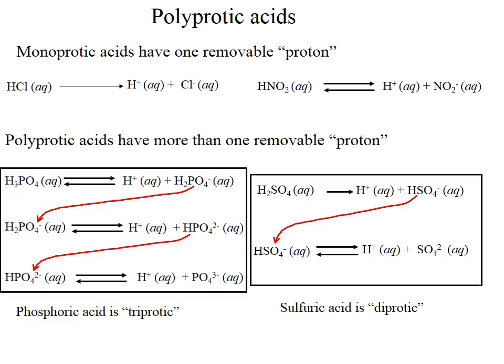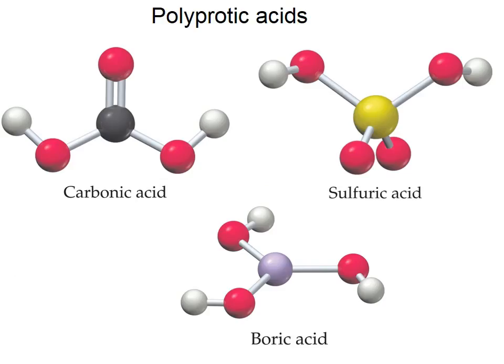Phosphoric acid is not only called a polyprotic acid, but to be very specific you would call it a triprotic acid because it has three removable protons. Sulfuric acid is considered a diprotic acid because it has two removable protons. These are several examples of polyprotic acids.